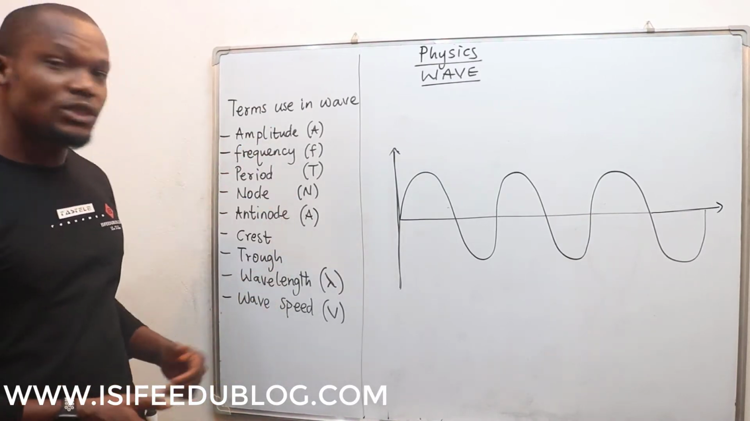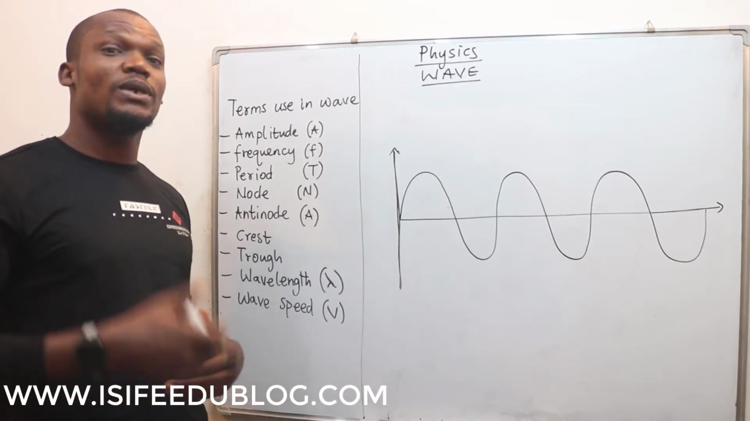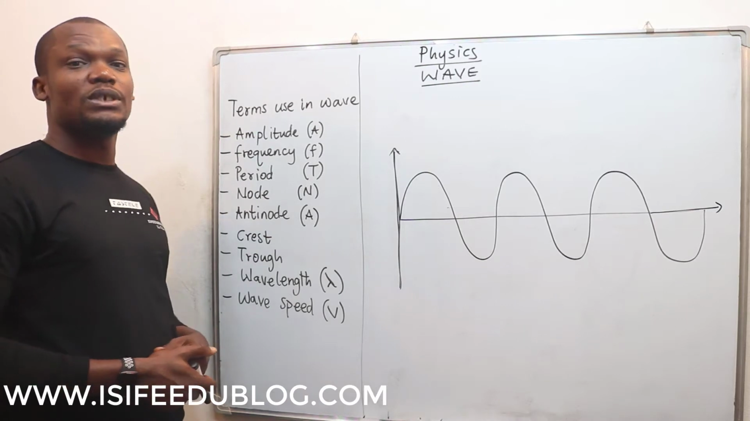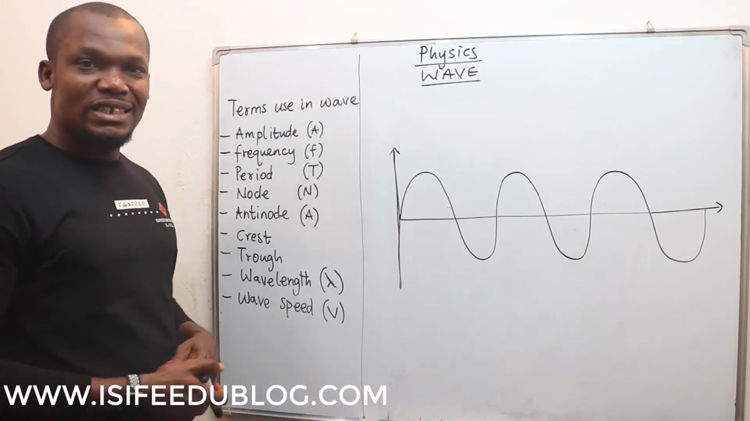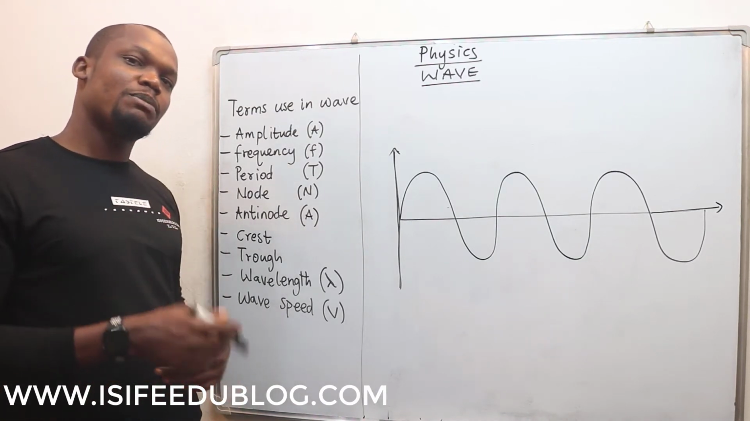These are the terms used in wave that will help us in the subsequent things we are going to treat in wave. We are going to start with the first one, which is amplitude. What is amplitude? Amplitude is the maximum displacement of wave from a fixed point.